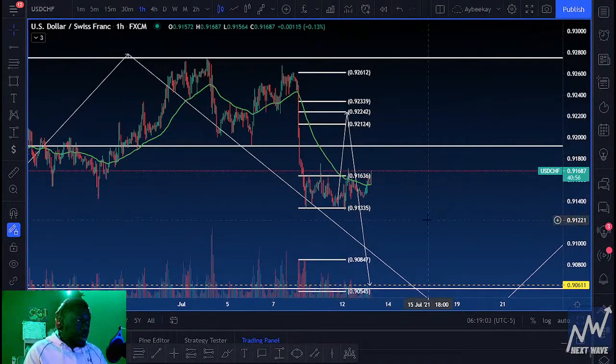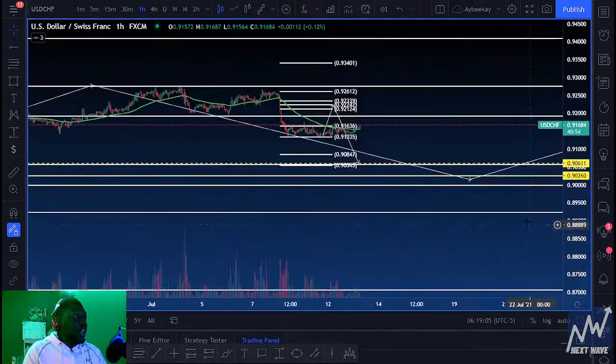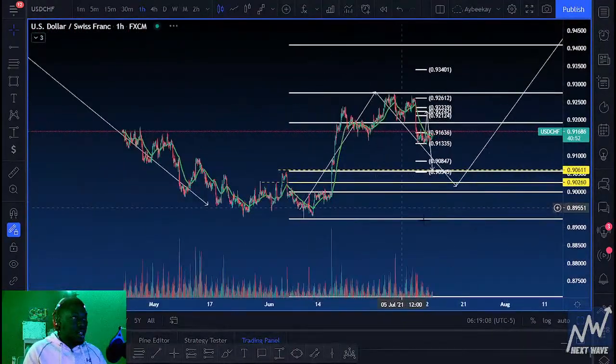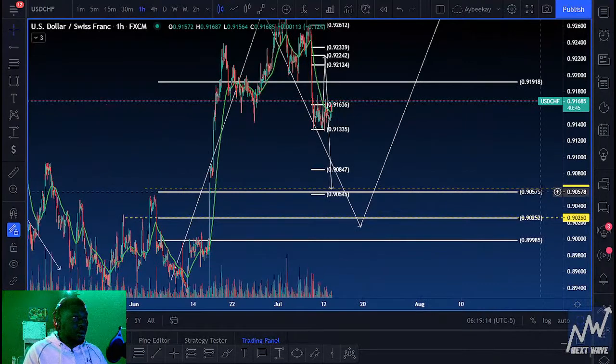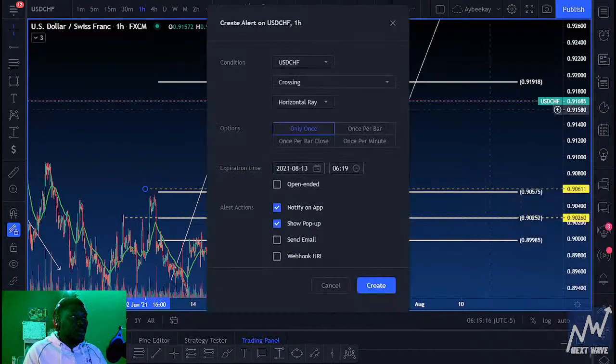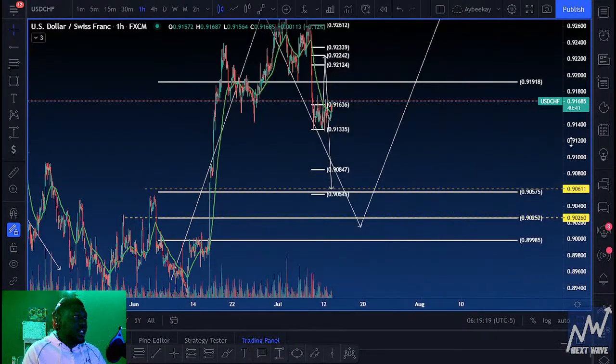Then I want price to retrace. I'm still looking to buy to sell, because again, this is the play that I'm looking for. Push to the upside, retracement, continuation. So I'm still looking for that play to happen. Let me set an alert here. I don't know why it wasn't there in the first place.